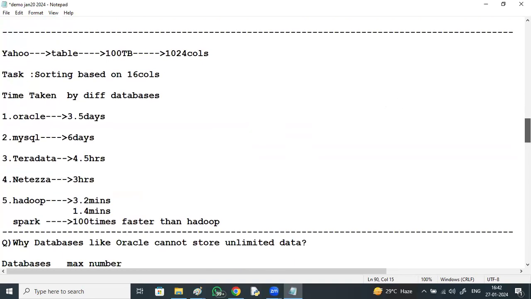Yahoo took a table of 100 TB consisting of 1024 columns. The task was sorting based on 16 columns.